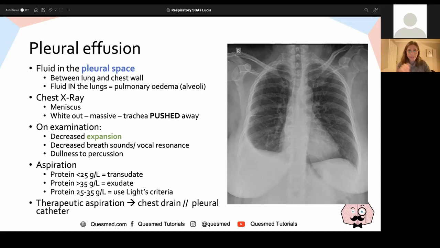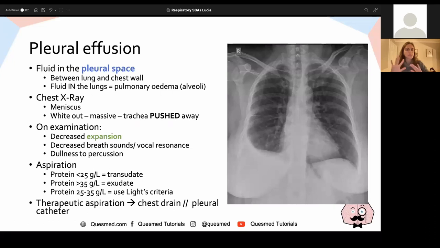You might not necessarily see it all the time if it's a very solid effusion, or if it's very high up, or the patient is not in the appropriate position to see a meniscus. But that's one thing that you can look for. If it's a very large pleural effusion, you might see a trachea pushed away from the effusion. And that's because the effusion is taking up a lot of space in the chest wall and squashing everything else from the opposite direction.